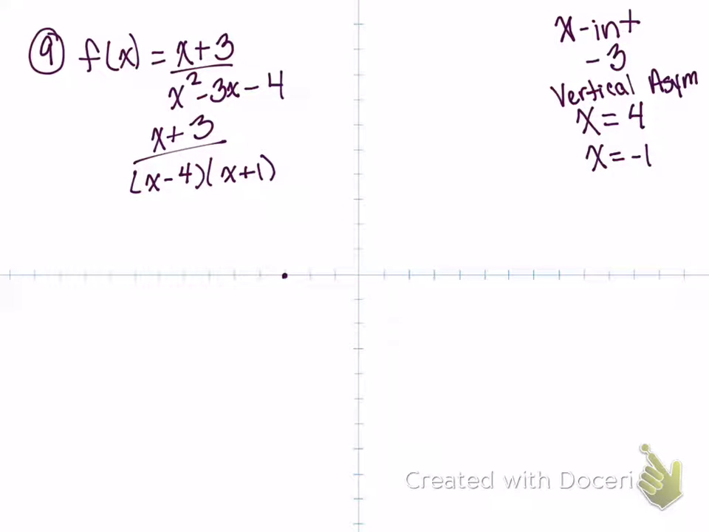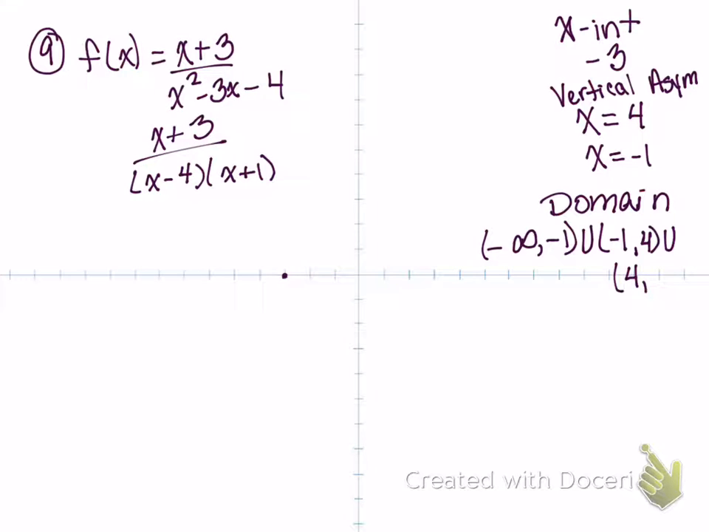The denominator also dictates my domain. For my domain, my x values cannot be 4 and they cannot be -1. So I am going to create my domain now. I have -infinity all the way up to -1. Then I have -1 to 4. Don't forget that middle one. Lots of students sometimes forget that -1 to +4 for their domain. And my last one is 4 to infinity.